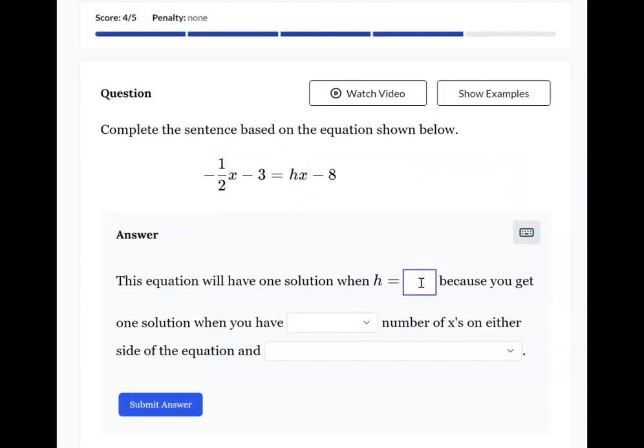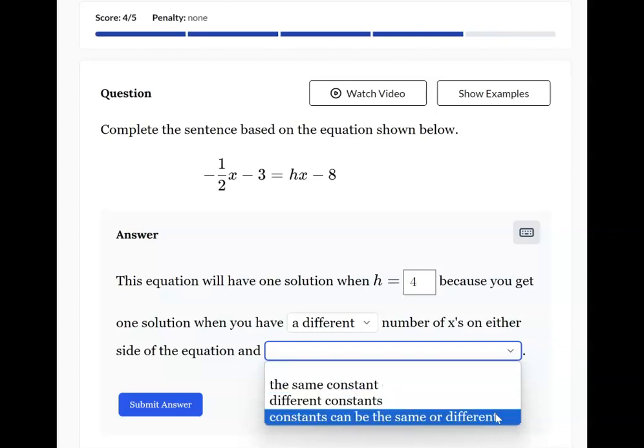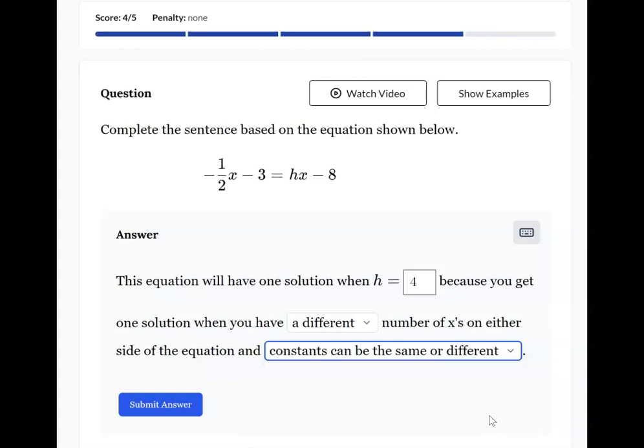So I'm going to type in here the number 4. And that's because you get one solution when you have different number of x's. Now you see this constant here, -3, and this constant here, -8? It actually doesn't matter. It doesn't matter if they're the same or they're different. Because as soon as your x's are different, you've got one solution. So for this one, we're going to choose the last option. The constants can be the same, or the constants can be different. It doesn't matter.